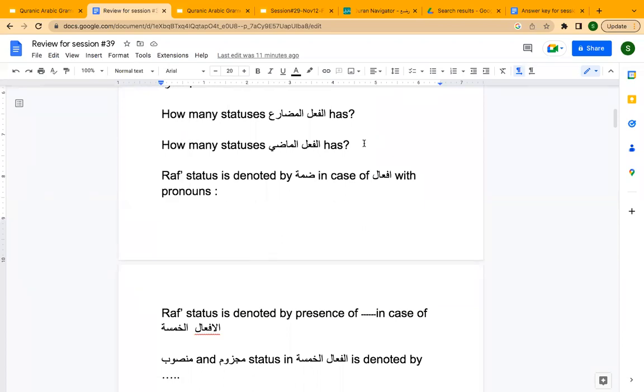Alhamdulillah. So the raf status is denoted by dhamma in case of af'al with pronouns blank, blank, blank, blank. What are those af'al that will have the following pronouns and the mudare is going to end with dhamma? If you have memorized your mudare table, you will know, because that was your assignment for your last session. So who is going to tell me? Your fail must have what in it for it to end with dhamma?